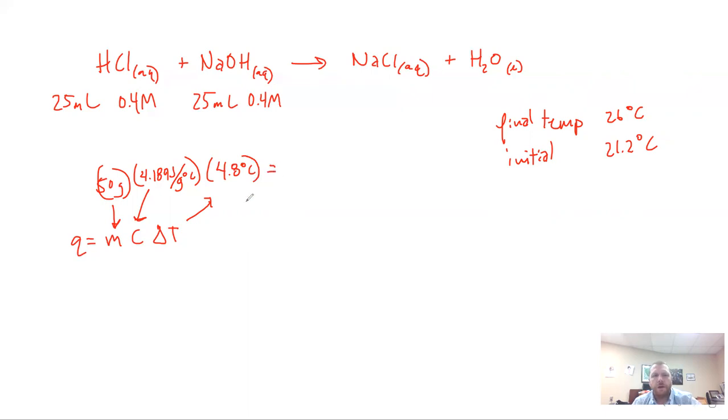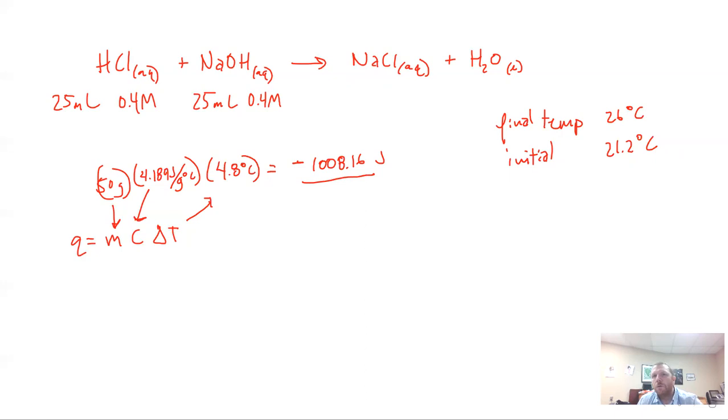So plug all those values in. 50 times 4.184 times 4.8. And I get, again, a negative value, negative 1008.16 joules. I'm going to divide this by, well, what do I divide it by? I divide it by the number of moles of my limiting reactant.